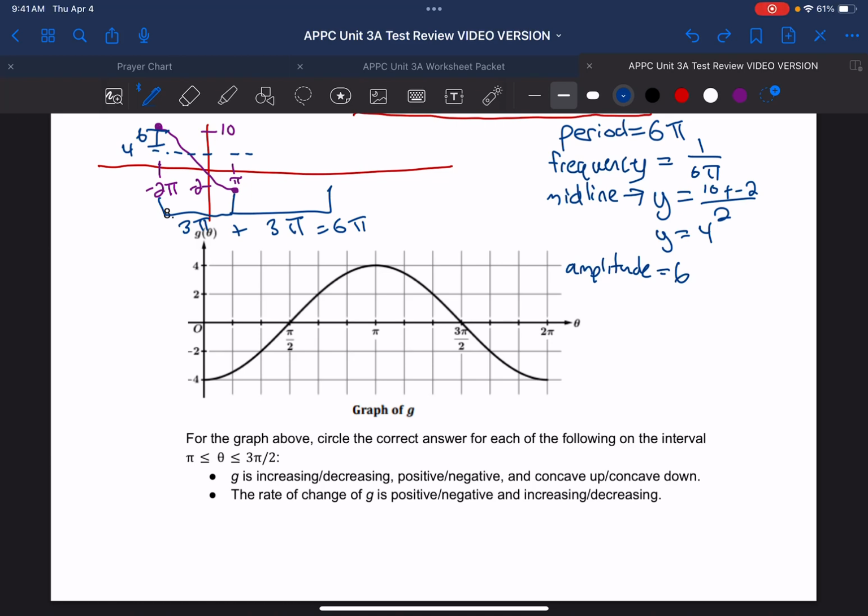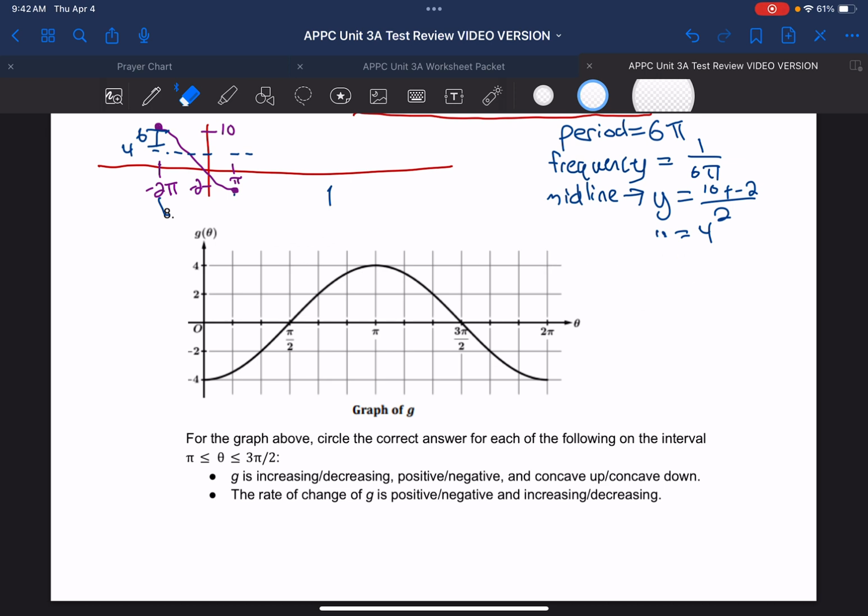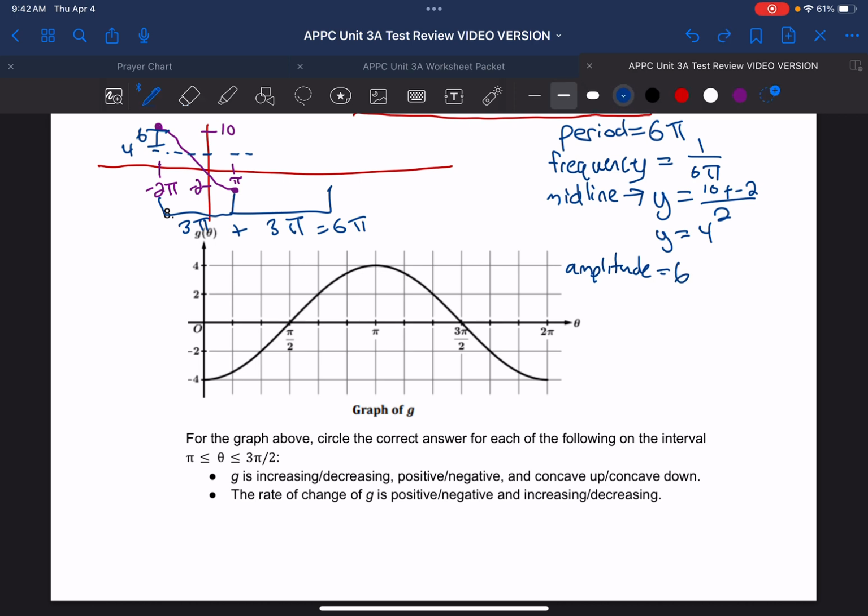Starting on number 8 for the graph above. Let me erase some of this, just move it out of the way. Actually, let me leave it for now. For the graph above, circle the correct answer for each of the following on the interval pi to 3 pi over 2. So this is talking about this portion of the graph from pi to 3 pi over 2.